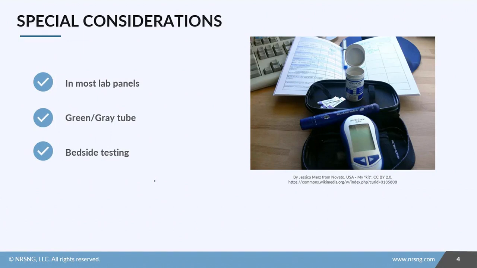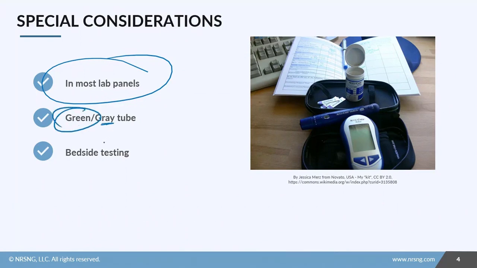So what do we need to be thinking about whenever we are doing our glucose labs? Well, first off, glucose is going to be in almost every one of your lab panels. So you're going to see it in your liver labs and in your chemistries. It's almost always going to be a default. The other thing you need to think about is that when you submit it, most of the time you're going to submit it in this gray tube.